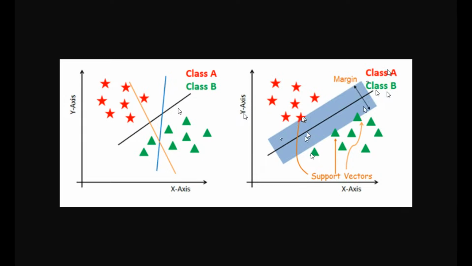Earlier we were trying to use the slope equation, y equals mx plus c, to draw the line. Now we have a different mechanism of separating the clusters. I am trying to find out which nearby points I can use to draw my line exactly parallel to that.